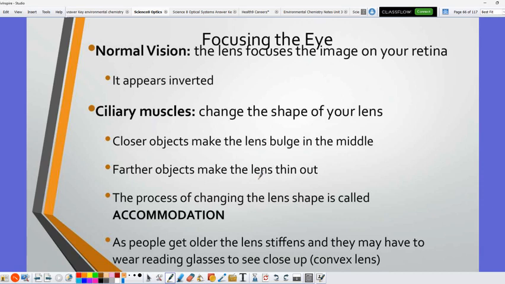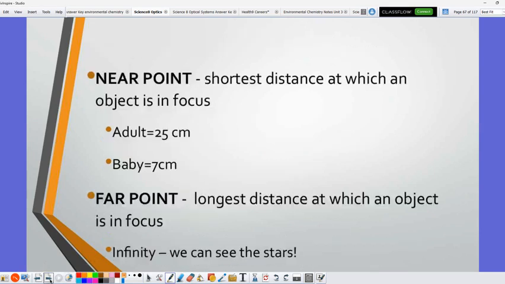And as people get older, the lens stiffens and they might have to wear reading glasses to help with the bending of the light. So the near point is the shortest distance at which an object is in focus. For adults, it's 25 centimeters. For a baby, it's 7 centimeters. The far point is the longest distance at which an object is in focus, and that can go all the way to infinity. We can actually see stars.